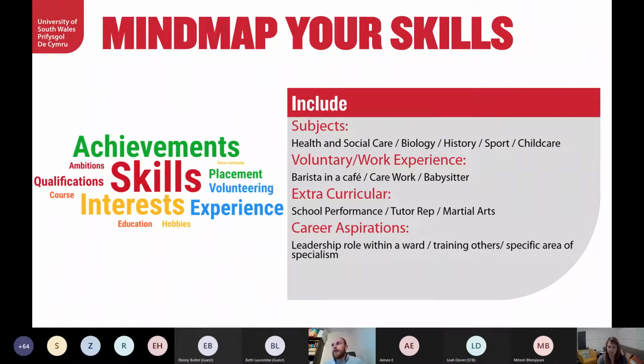You might have done some different voluntary or work experience. I've got, for example, barista work in a cafe. You might have done some care work. You might have been a babysitter. And then start to think, well, what skills did you gain through those? What soft skills did you gain? You know, you're showing sort of compassion maybe for a young person in terms of managing bedtime or whatever is involved in the babysitter type role.